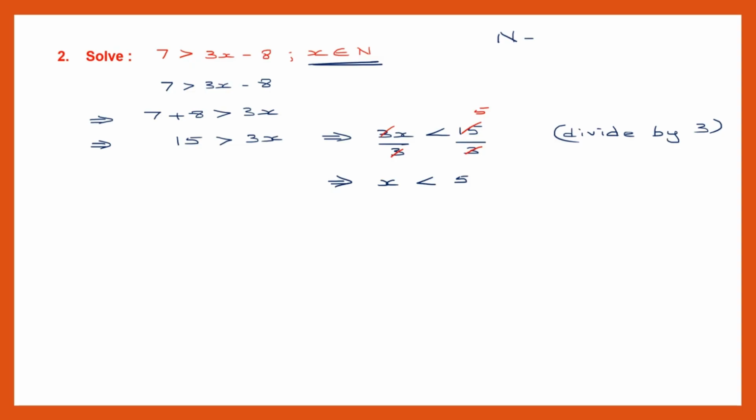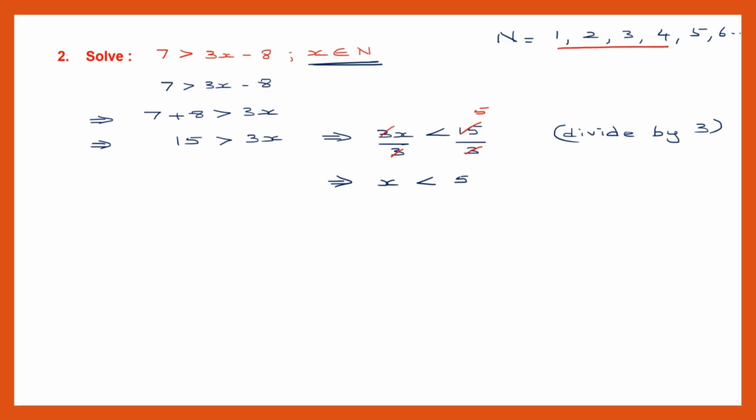So what are the natural numbers? Natural numbers are numbers that start from 1: 1, 2, 3, 4, 5, 6 and so on. Now here it says x is less than 5. So what are all the numbers less than 5? 1, 2, 3 and 4. So these are the numbers less than 5.